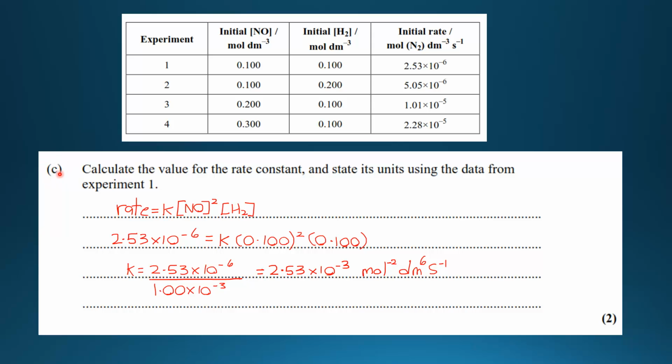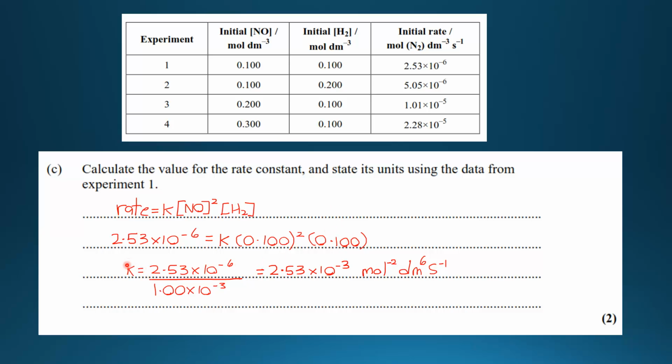So finally, part C, calculate the value for the rate constant and state its units using the data from experiment 1. So here's experiment 1. We're going to use this data here to calculate our rate constant. So we write our rate expression, which is rate equals k, concentration of the NO to the power 2 times the concentration of the hydrogen, and then we input the values from experiment 1. So the initial rate is 2.53 times 10 to the negative 6, which I've put here, and that equals k, and the concentration of the NO is 0.100, which I've put here, squared to the power 2, and then multiplied by the concentration of the hydrogen, which is 0.100, which I've put here.